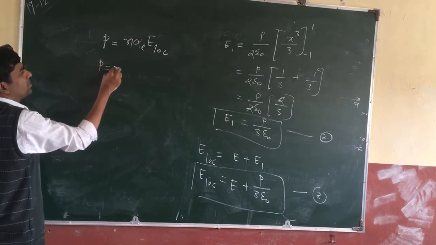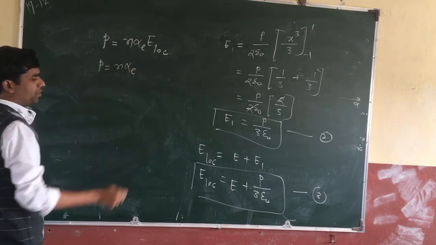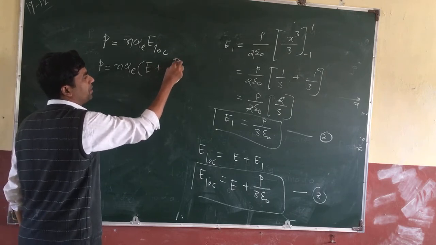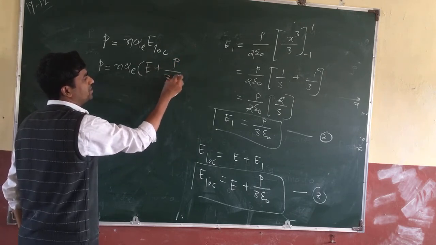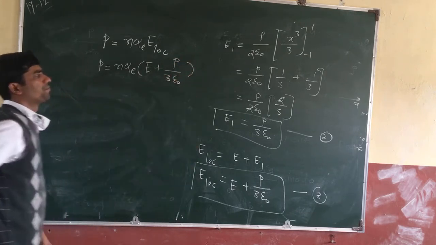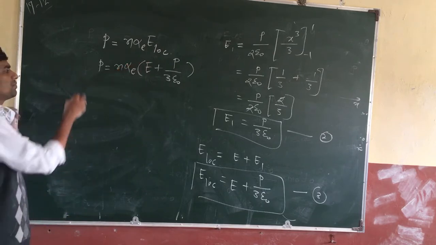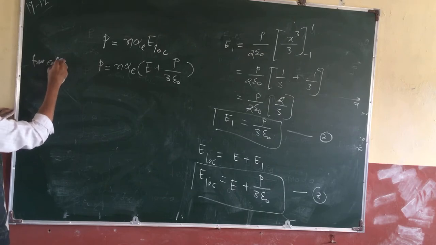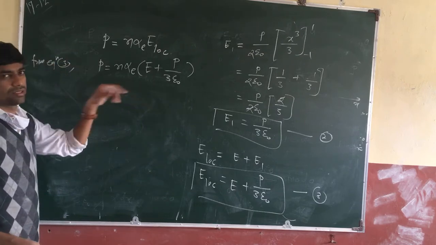Now P is equal to N alpha E. What is the value of the local electric field? This will be equal to E plus P divided by 3 epsilon naught. This is from which equation? From your equation number 3. Okay, P is equal to this.